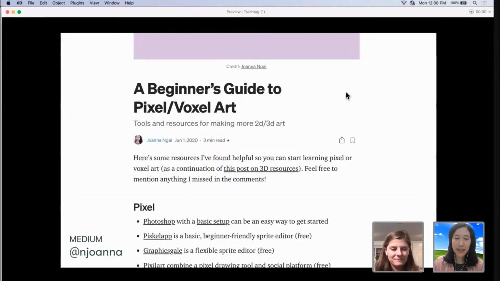If you're someone that wants to get into pixel or voxel art, I actually blog quite a bit on Medium. I do this as a way for me to remember the different lists of things I need to do, or if I find a good resource, I want to jot it down.